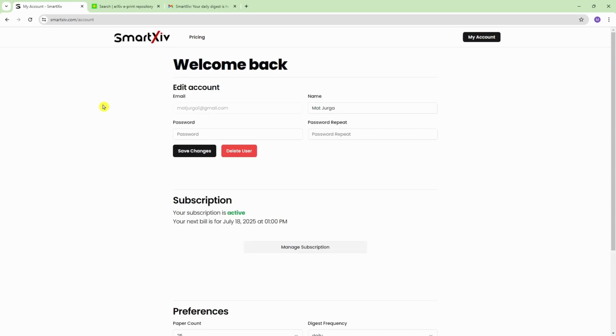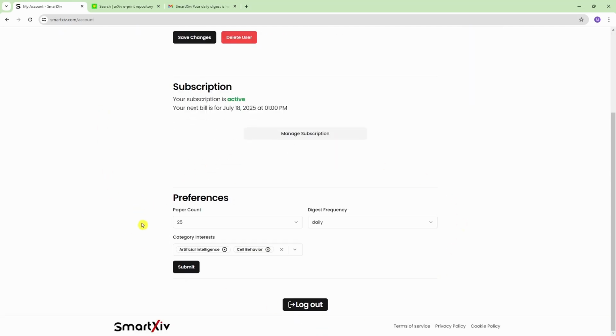It's really easy. And as you scroll down, preferences are here, and this is the only thing that you need to set up. So how many papers would you like to see? I would like to see up to 25 papers. How often would you like to see them? I'd like to see them daily, but maybe weekly or monthly would be your preference. And then what is it that you exactly want to see? And now you have all of these categories like computer science and subcategories exactly as you see them on arXiv. And you can select whatever you want. I selected artificial intelligence and cell behavior, and you click submit.